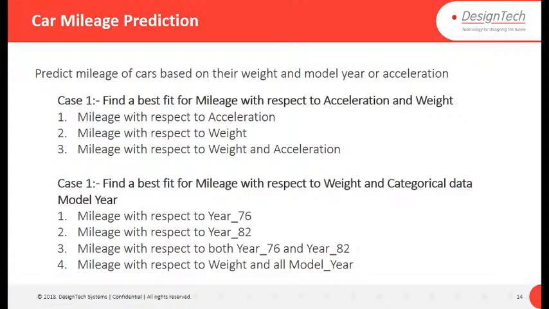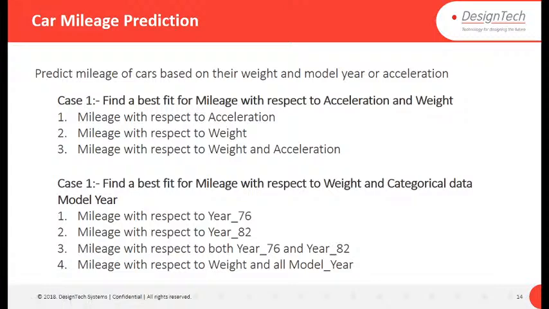So there are two cases which we are going to use in this topic. First is to find a best fit for mileage. First of all, the data which I have is car data. I have car mileage data, car acceleration data, and car weight data. So find a best fit for mileage with respect to acceleration and weight. In this case, mileage is the output, and acceleration and weight are inputs or predictors.